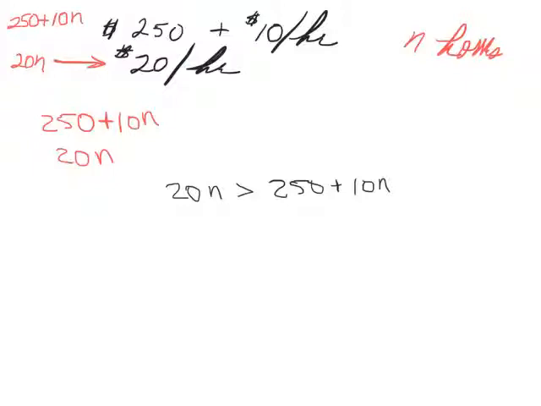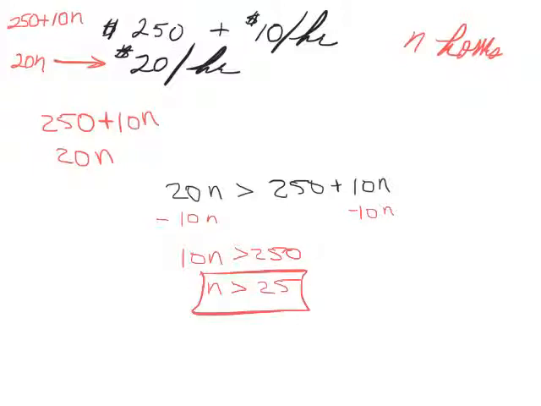Okay. So all we have to do is go ahead and solve this. So let's see. We subtract 10n from both sides. And we get 10n is greater than 250, and n is greater than 25. So that tells me that when n is greater than 25, $20 an hour is the best deal here.